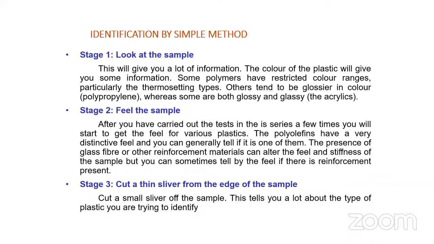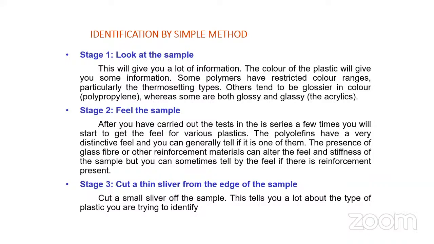Okay. Then the second kind of observation is the feel of the sample. After you have carried out the test a few times, you will start to get a feel for various plastics. Polyolefins have a very distinctive feel, and you can generally tell if it is one of them. So many of the plastic materials can be identified by feel, but not all.